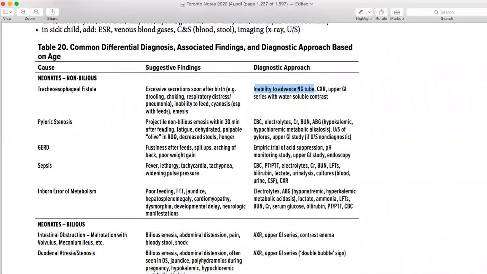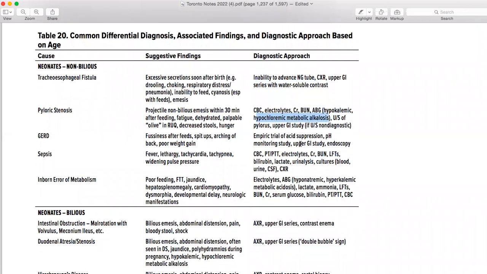Then pyloric stenosis is basically projectile non-bilious emesis within 30 minutes after feeding, fatigue, dehydration, and a palpable, olive-like mass in the right upper quadrant. So you do all the investigations. It presents with hypokalemic, hypochloremic metabolic alkalosis. That was what I was talking about.